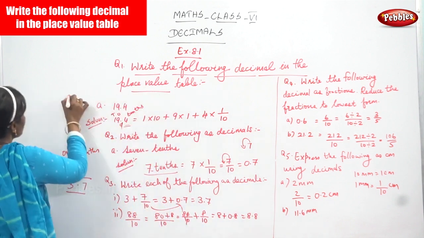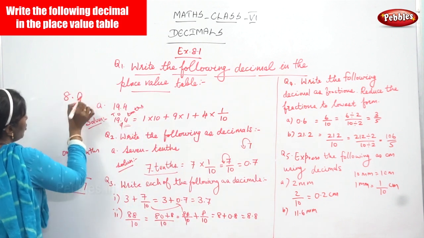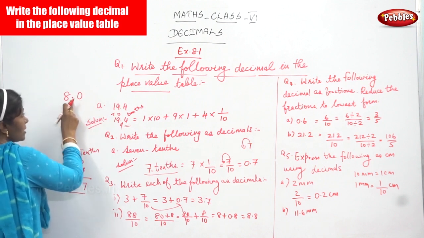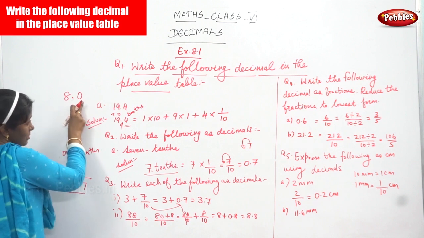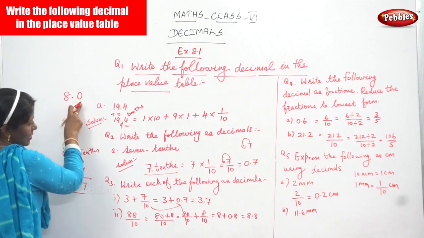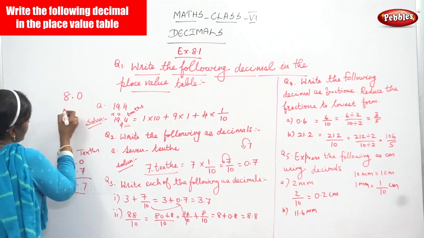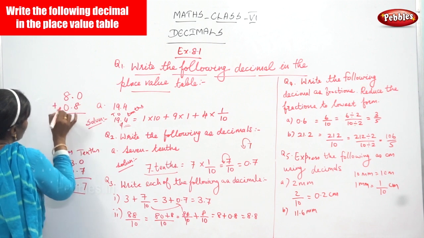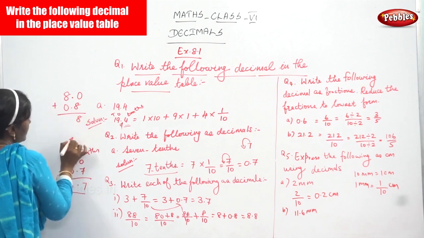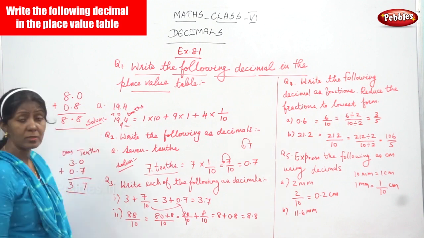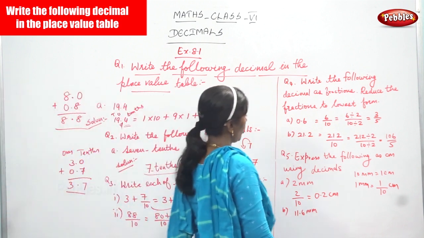You know how to do this? 8.0, because this is a whole number, and after this point is the decimal point. After the point we can call it the tenth place value, because there is no number in the tens place. That is the only reason you have to write 0, and after that you write the decimal value 0.8. Now we add together 0 plus 8, 8 and point, and 8 plus 0, 8. So 8.8 is the right answer for this question.